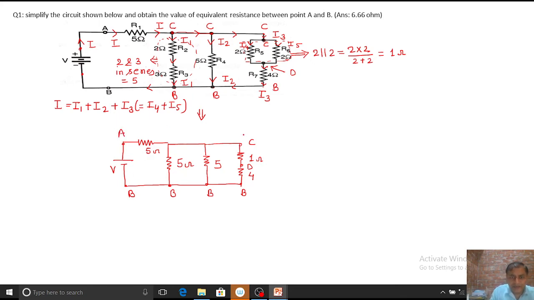And this point is what? There is no resistance. It is the same equipotential point. This is C, an equipotential point. This can be solved by the stretching method.